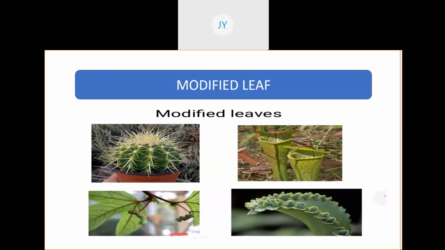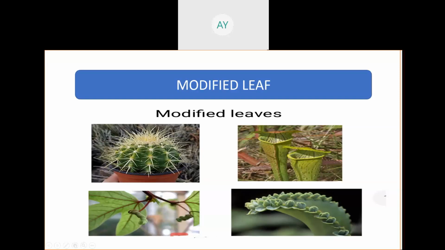Sir, modified leaves means? Modified means generally it does not appear like a leaf. If I tell you that this is a leaf, are you in agreement? You are not in agreement. But it is a modification of the leaf. This structure is also a changed form of the leaf. It is not a leaf, but it is a modification of the leaf, just to have a different function. What is the function of that?